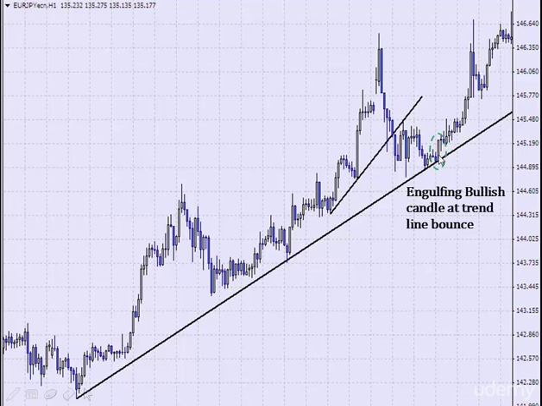So it's important to keep track of the candlestick patterns again when they occur in the direction of the trend. So we have an engulfing bullish candle here. And for example, if we buy this engulfing bullish candle at this trend line and place our stops below the trend line, we would have made a lot of money.